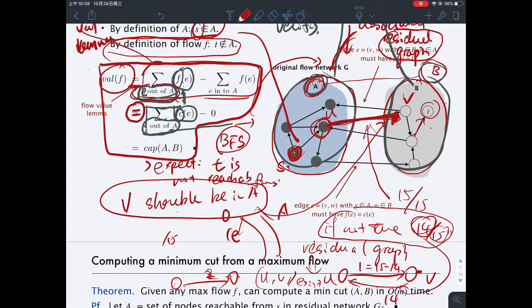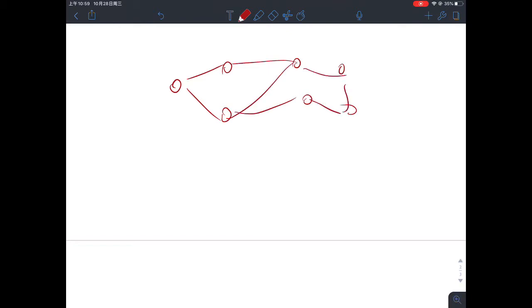It's still a bit messy. Let me switch to the whiteboard and draw a little bit more to explain this idea. There are three notions here. There's one notion of the original flow network. This is the original network, and I'm not going to draw the detail.